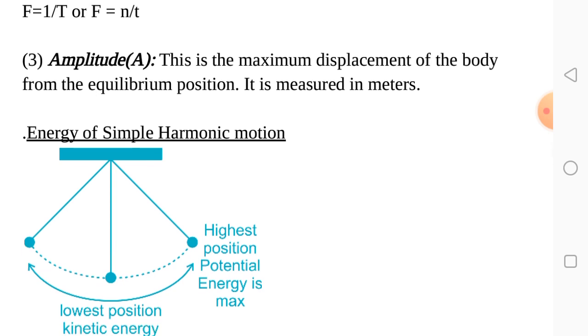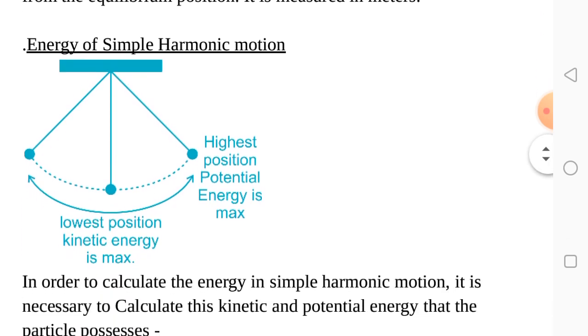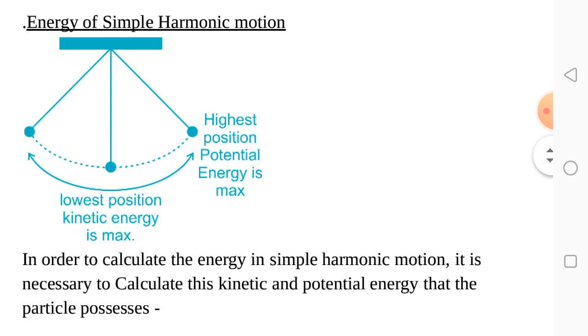Okay, so energy stored in simple harmonic motion. From the diagram above, you can see there are three positions of the spring: the one in the middle, the one at the top right, and the one at the top left, swinging to and fro.